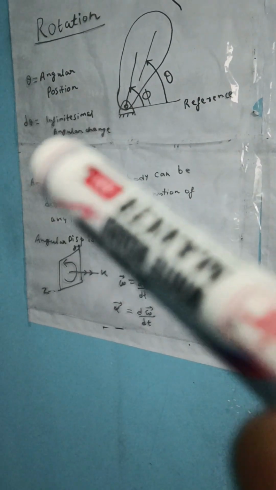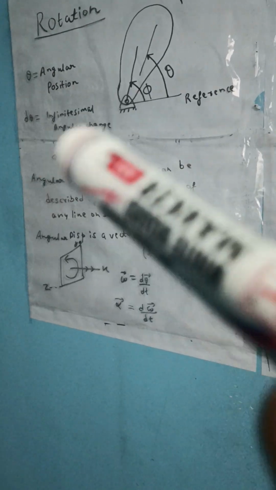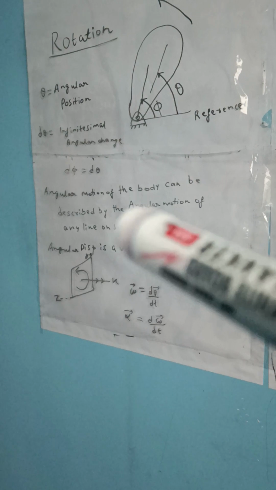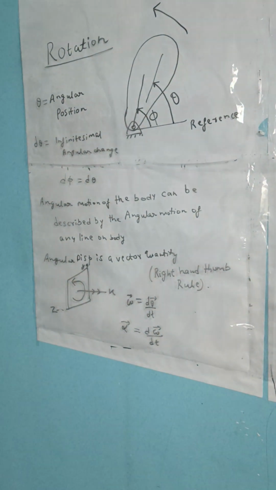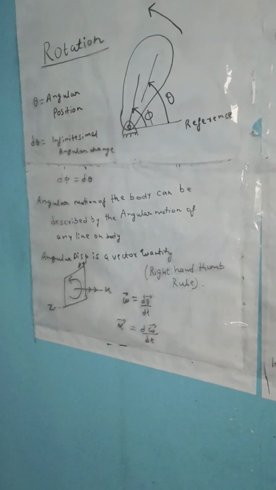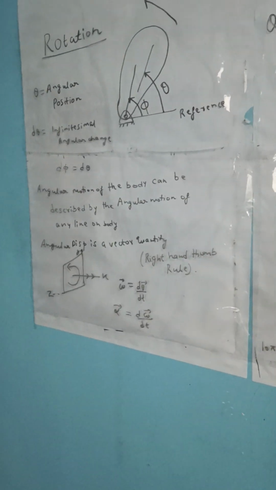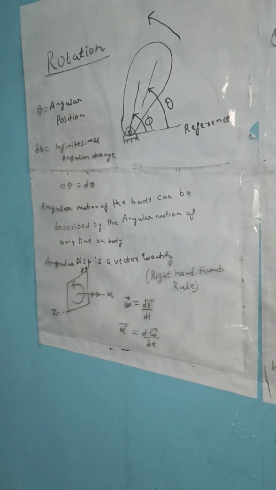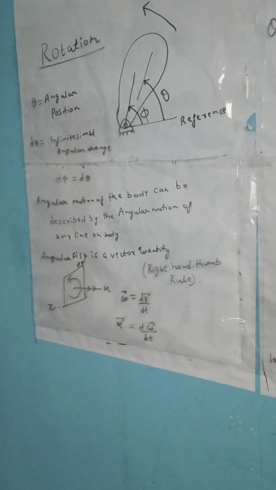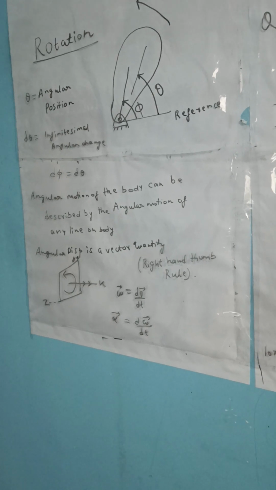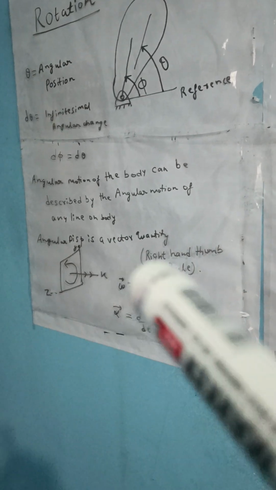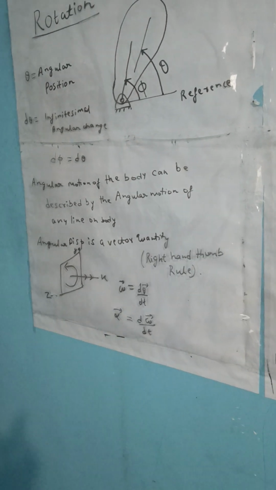So we say d theta is the infinitesimal angular change, and we will observe that the body will rotate with constant angular velocity. Then d phi equals d theta, or the change of angle of one line will be equal to the change of angle of the other line if omega is constant. So the angular motion of the body can be described by the angular motion of any line on the body.